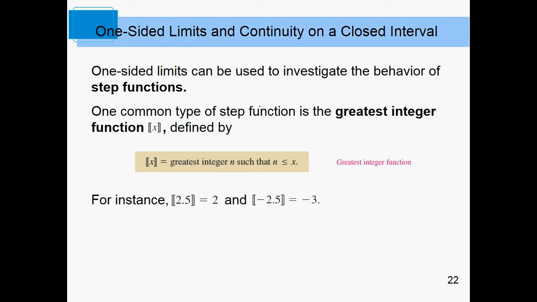Like if I want to know the greatest integer of 2.5, what's the biggest number that's less than 2.5 that's still an integer? It's 2. Okay? Negative 2.5, what's the biggest integer that is still less than negative 2.5? We're negative now, so we're talking about going from negative 2.5 to negative 3. Remember, we're always going to the left on the real number line.